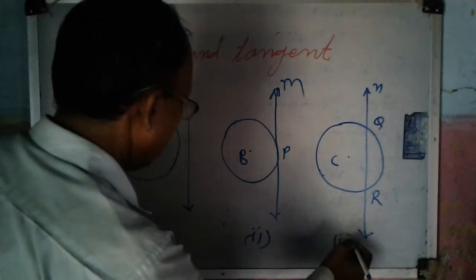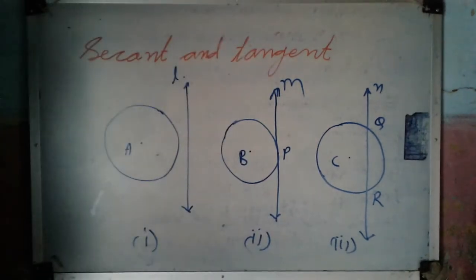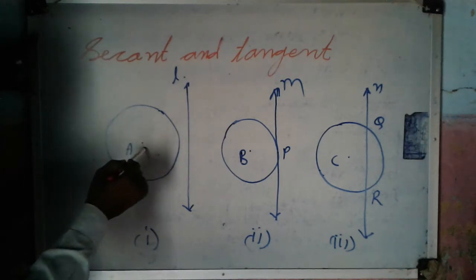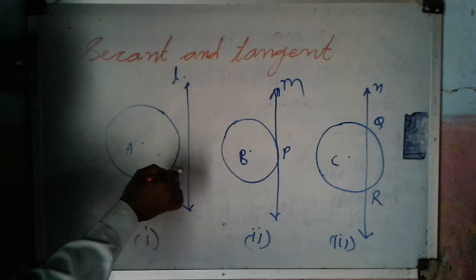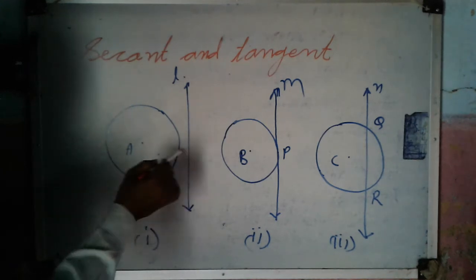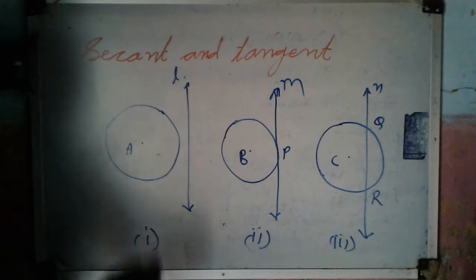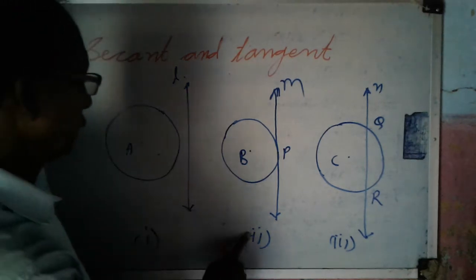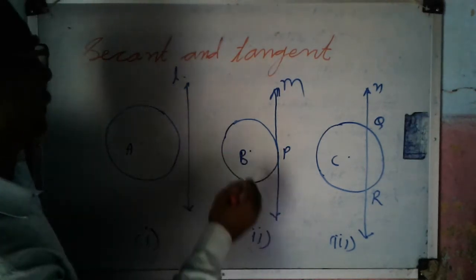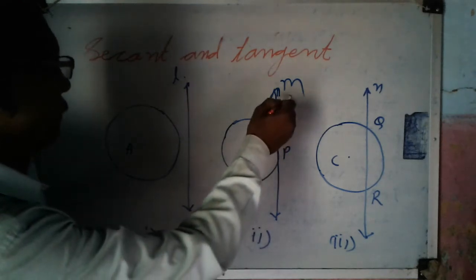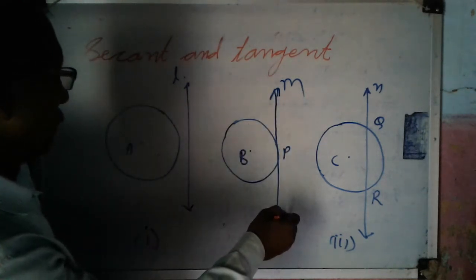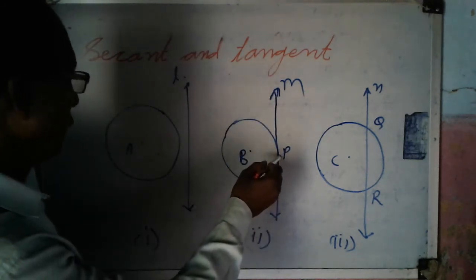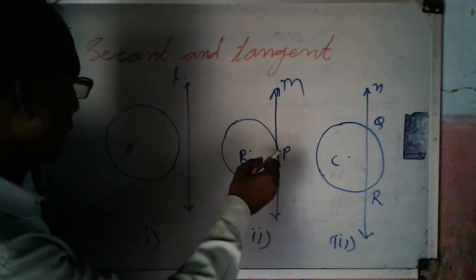Now here, in first figure, circle with center A and line L. Both do not have any common point. That means they do not intersect each other. Now in second figure, a circle with center B and a line M. Now here this line M touches the circle in point P. That means this line intersects the circle in one point.